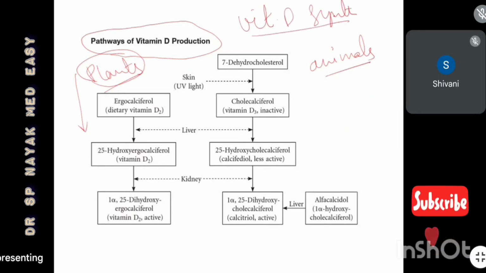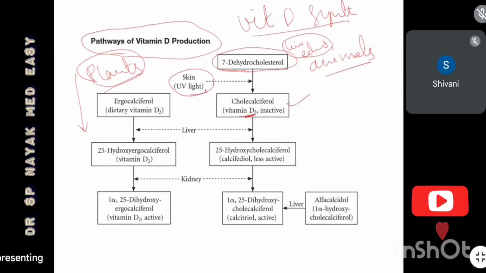See here what happens: first 7-dehydrocholesterol, it is a cholesterol. This cholesterol is present in liver as well as in adipose tissue. Okay, in adipose tissue we have cholesterol. This cholesterol is converted into cholecalciferol, which is the inactive form of vitamin D3. This conversion happens in the presence of sunlight in the skin.